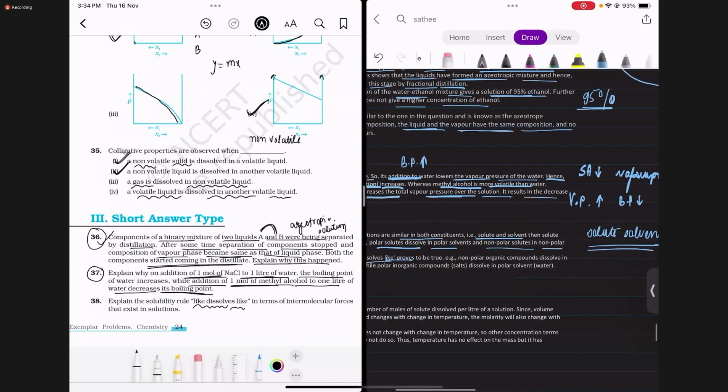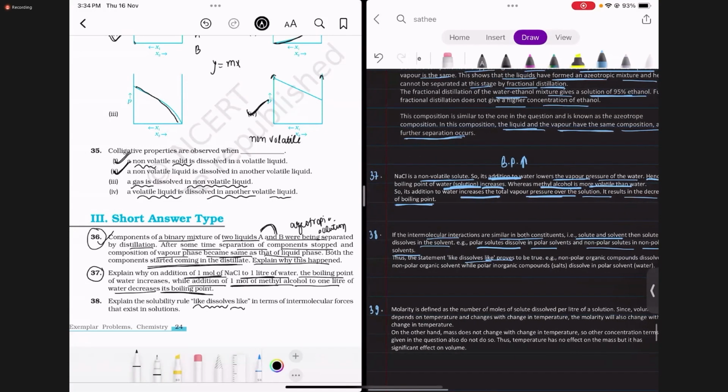So due to similar intermolecular interactions, the solute will attract the solvent, and thus the solute and solvent will dissolve in each other. So इससे हम explain कर सकते हैं the rule like dissolves like. Polar will favor a polar solvent, polar solute, polar solvent, and non-polar solute, non-polar solvent.